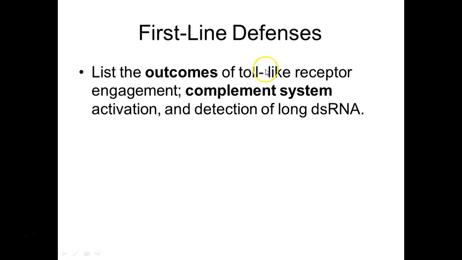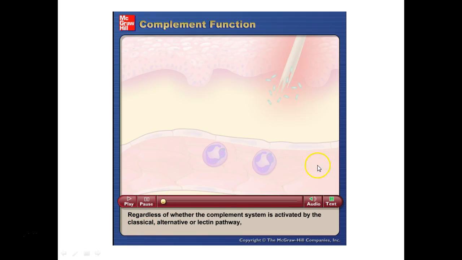So we've already talked about the outcomes of toll-like receptor engagement, right? Most commonly is going to be inflammation, right? Because this is the sensor saying, bad guy got in, come help. The next system we're going to look at is the complement system. And so again, we really want to focus in on what happens when we activate this system. What are the outcomes? So I'm going to take a break for a minute and play, hopefully, an animation.